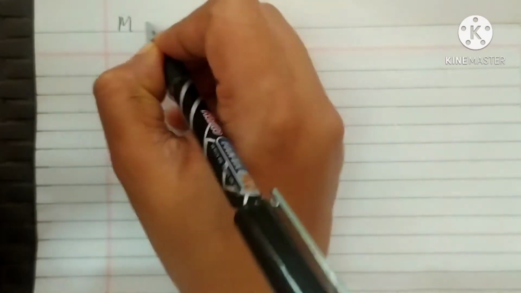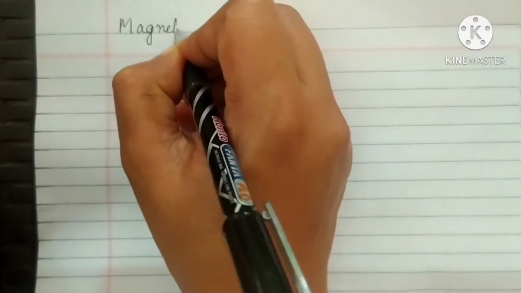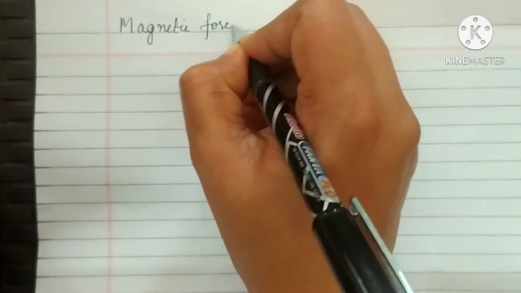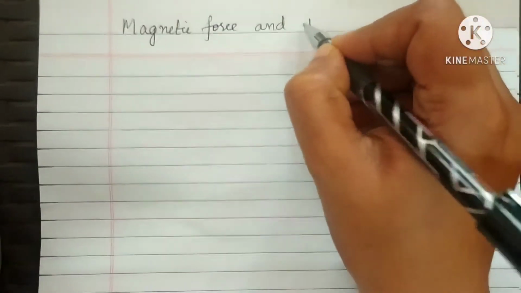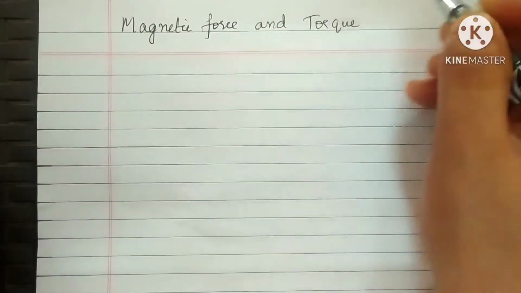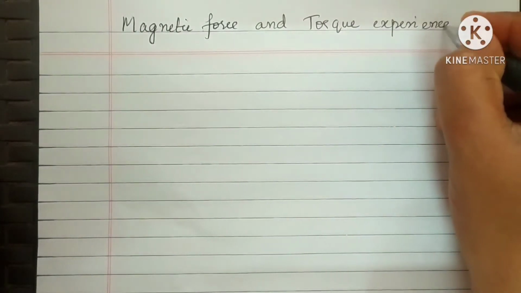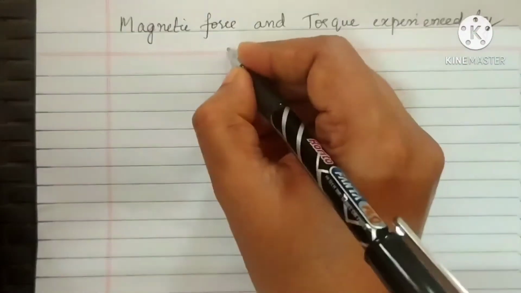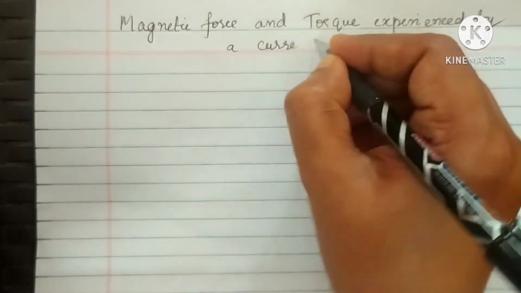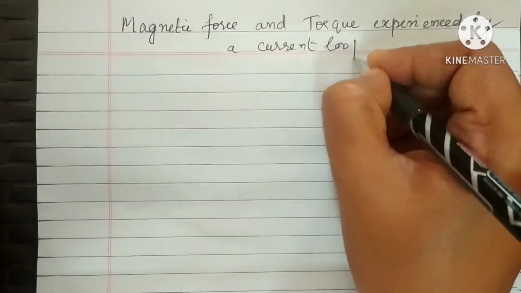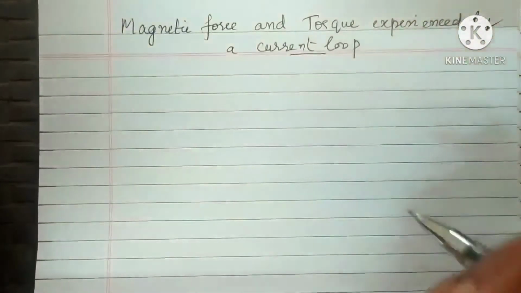Good afternoon, dear students. So directly we'll move to our next topic, that is magnetic force and torque experienced by a current loop. Torque you have studied in your first chapter. Okay. So this is a main heading under which we have to study so many subtopics.